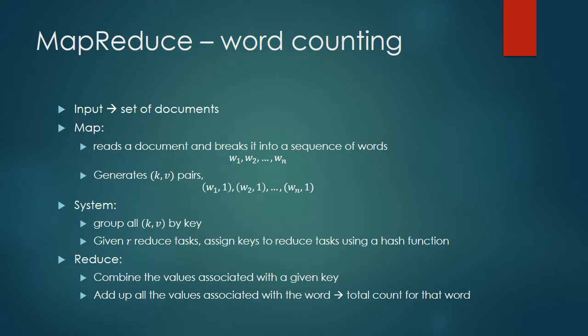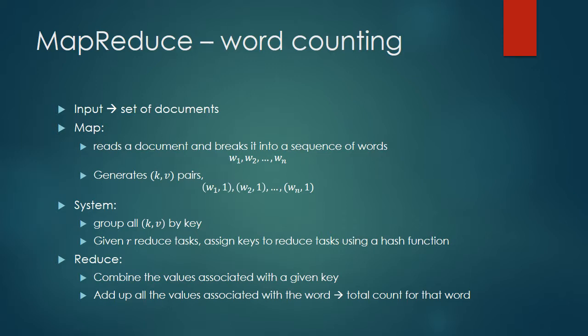So let's look at word counting here. The input is a set of documents. The map function in this case would read a document, break it up into a sequence of words, and generate pairs where the key is the word and the value is going to be 1. So that's going to be all your key value pairs. All the map processes are going to generate these key value pairs. The system is going to take all of these and stack them together. So if a word exists, say, 10 times, it's going to have the key for the word and 10 ones following that, because the values in this case are all the same.